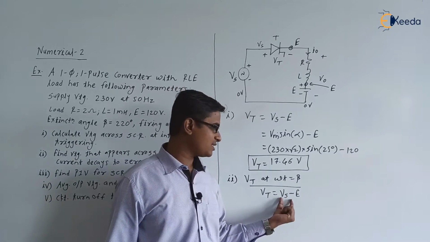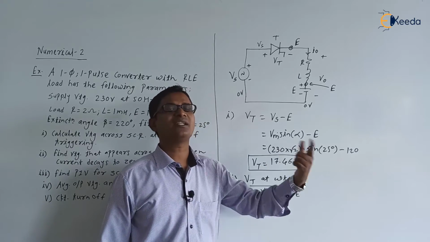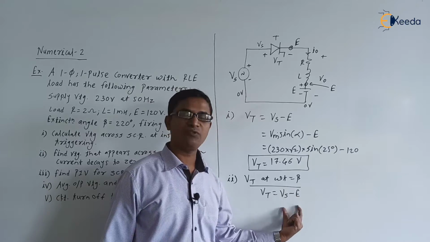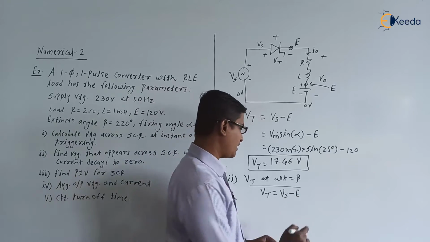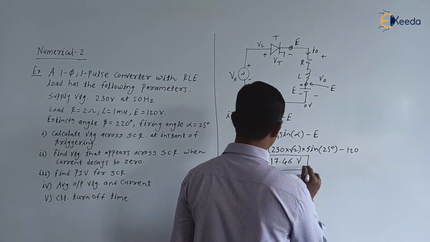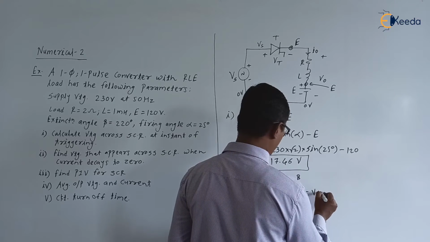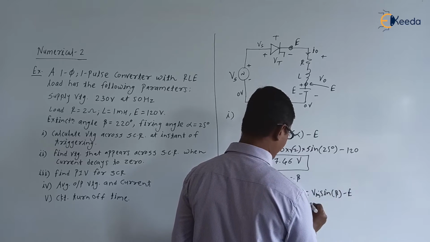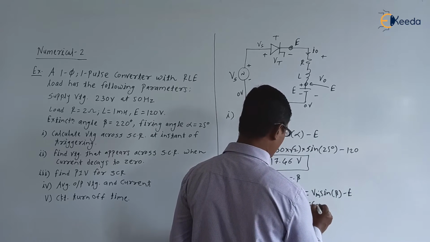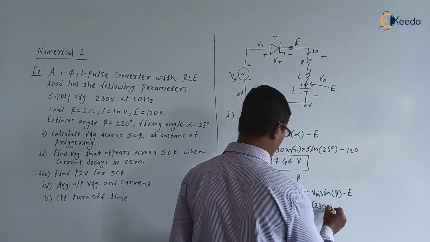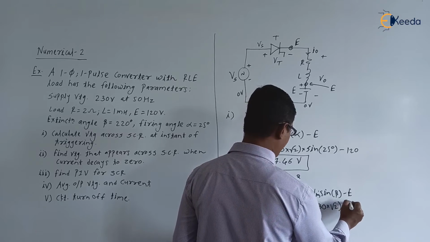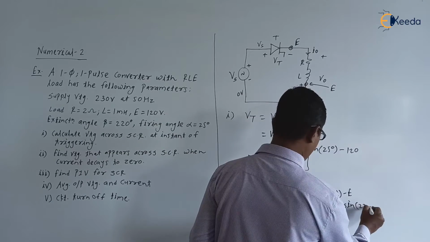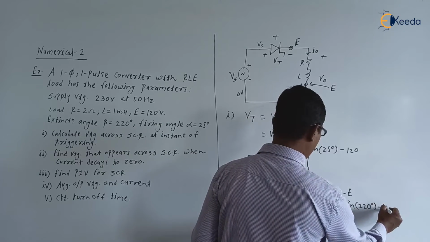Okay, but actually Vs is negative, right? Because beta is greater than 180 degree. So therefore Vs is negative. So this minus value and this minus value will be addition. So this can be written as Vm into sine of beta minus E, right? So therefore it is equal to Vm is 230 root 2, 230 into root 2 into sine of beta. What is the beta? Beta is 220 degree, minus E, that is 120.